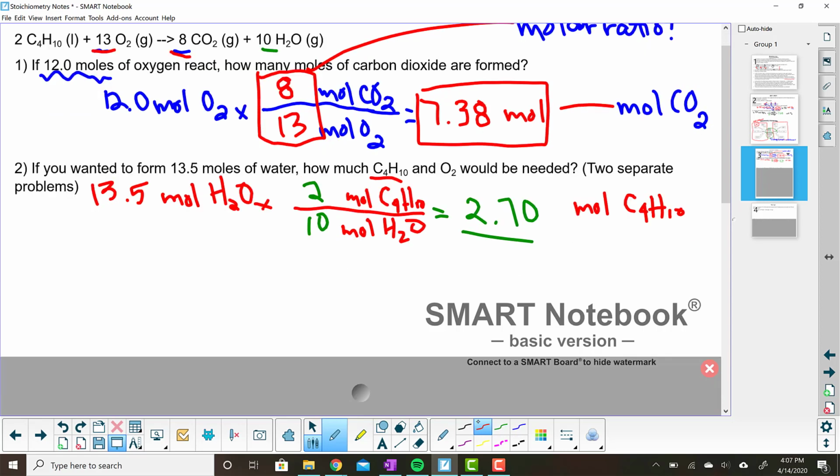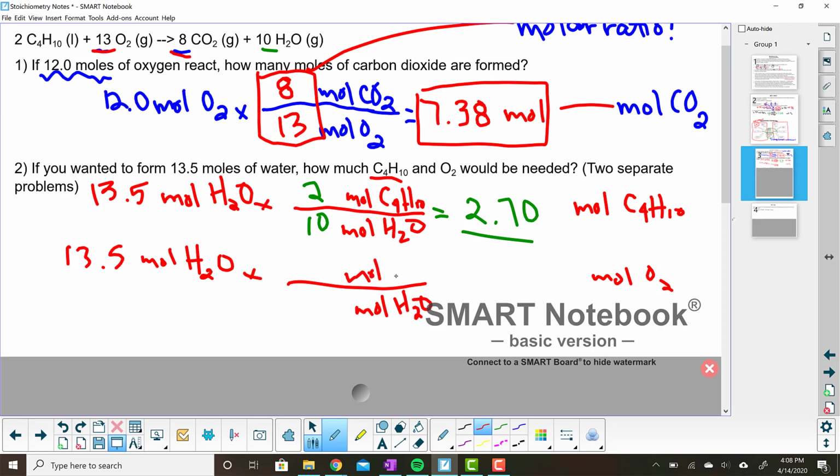If I want to know how much oxygen I'm going to need for 13.5 moles of water, I'm going to have to set up another conversion, starting with the moles of water on the left, and I want to convert to moles of oxygen. So on the bottom, I'm going to put moles of water. On the top, moles of O2. And again, I'm just going to use my molar ratios from the chemical equation that says for every 10 moles of water, I would need 13 moles of O2.